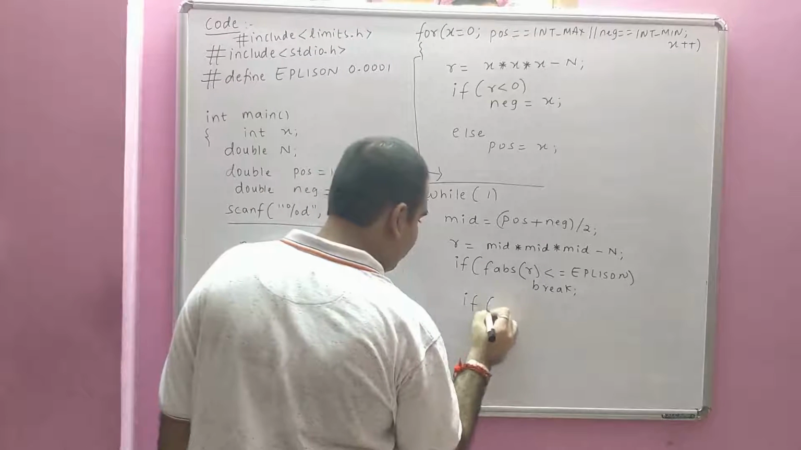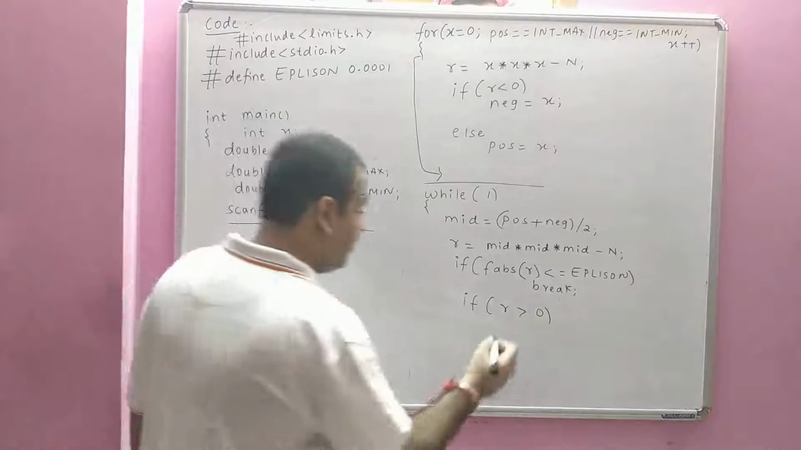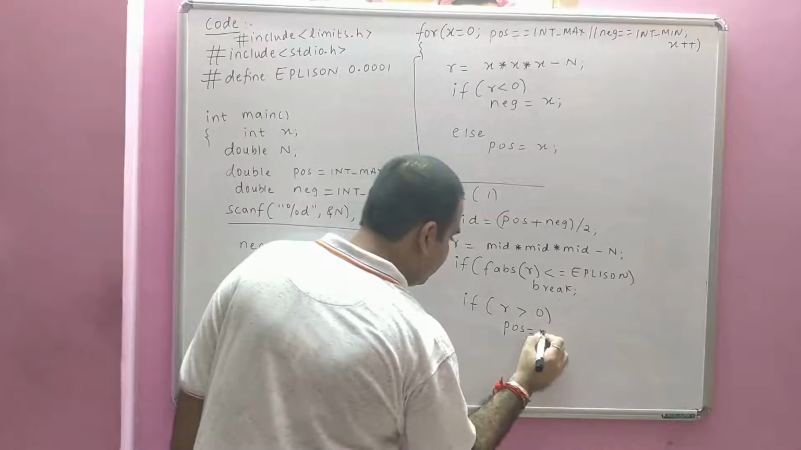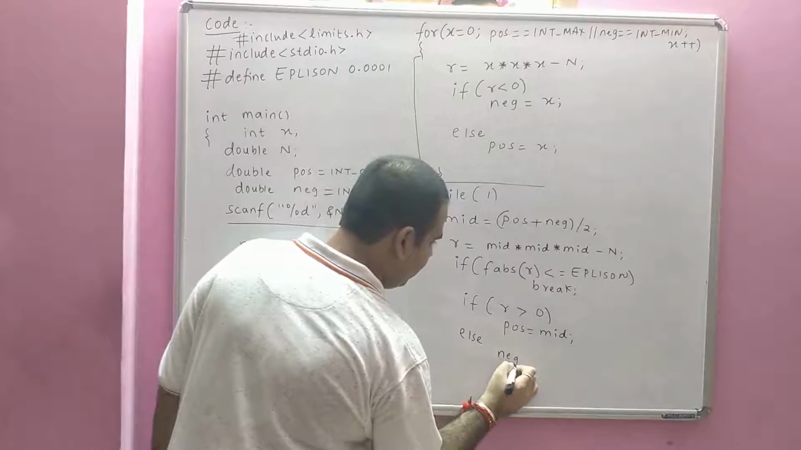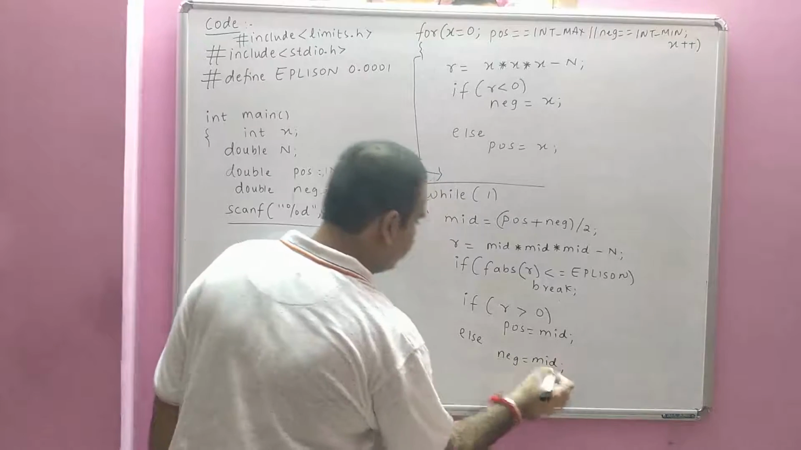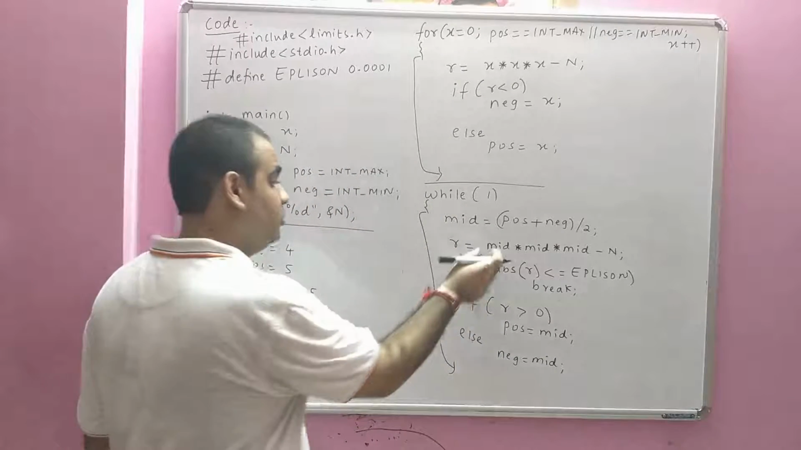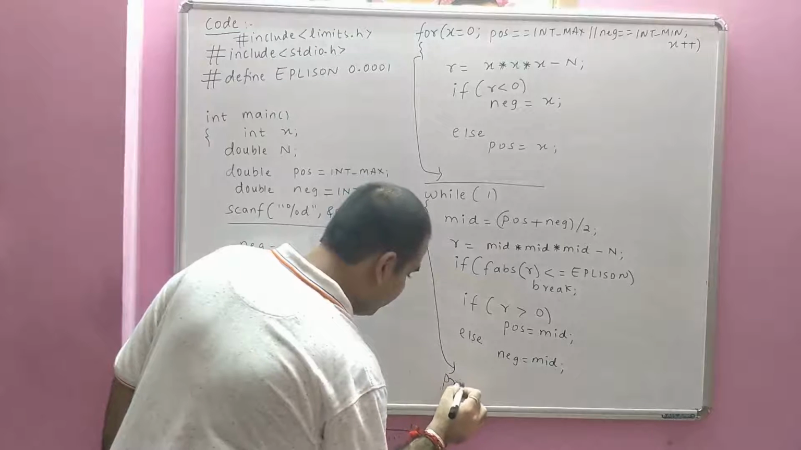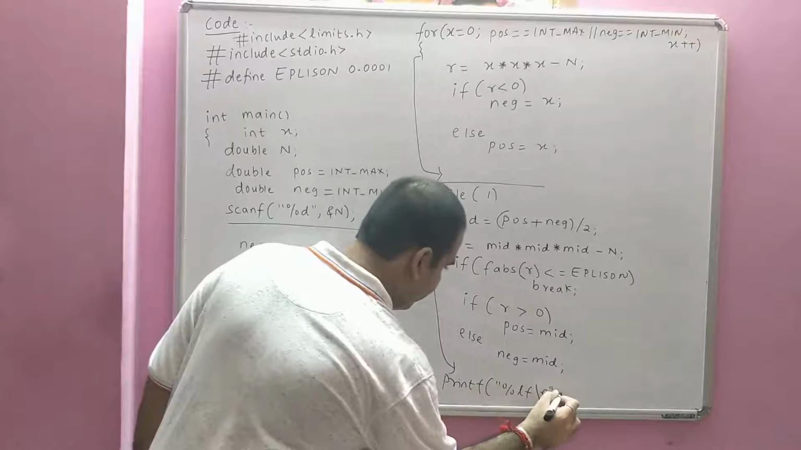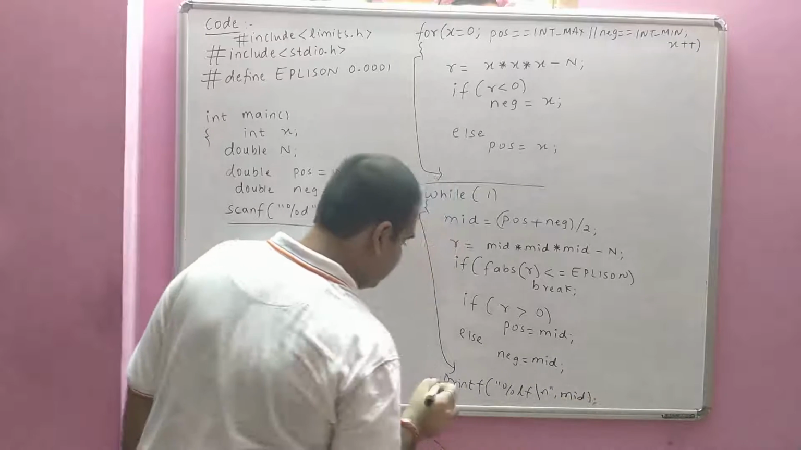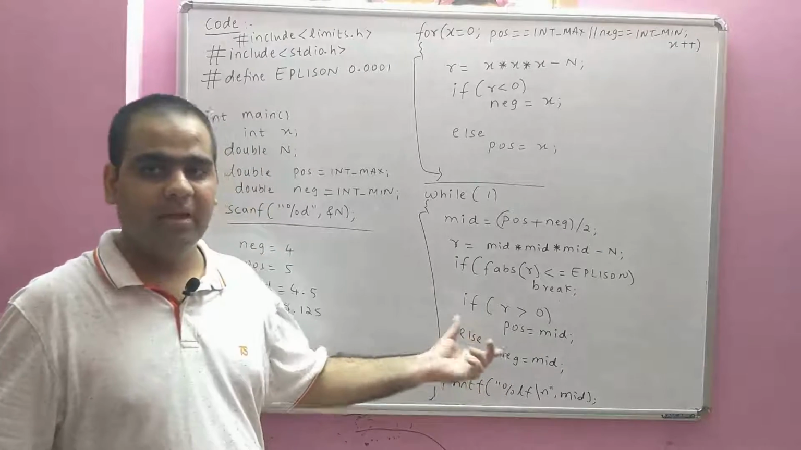Hence we say if R is greater than 0, replace the positive value by mid. Else replace the negative value by mid. Already I explained this procedure, and at some point it will come out of the loop, and whenever it comes out of the loop, mid will be the answer. Hence we say printf cube root is percentage LF comma mid. This is how we find the cube root of a number using the bisection method.